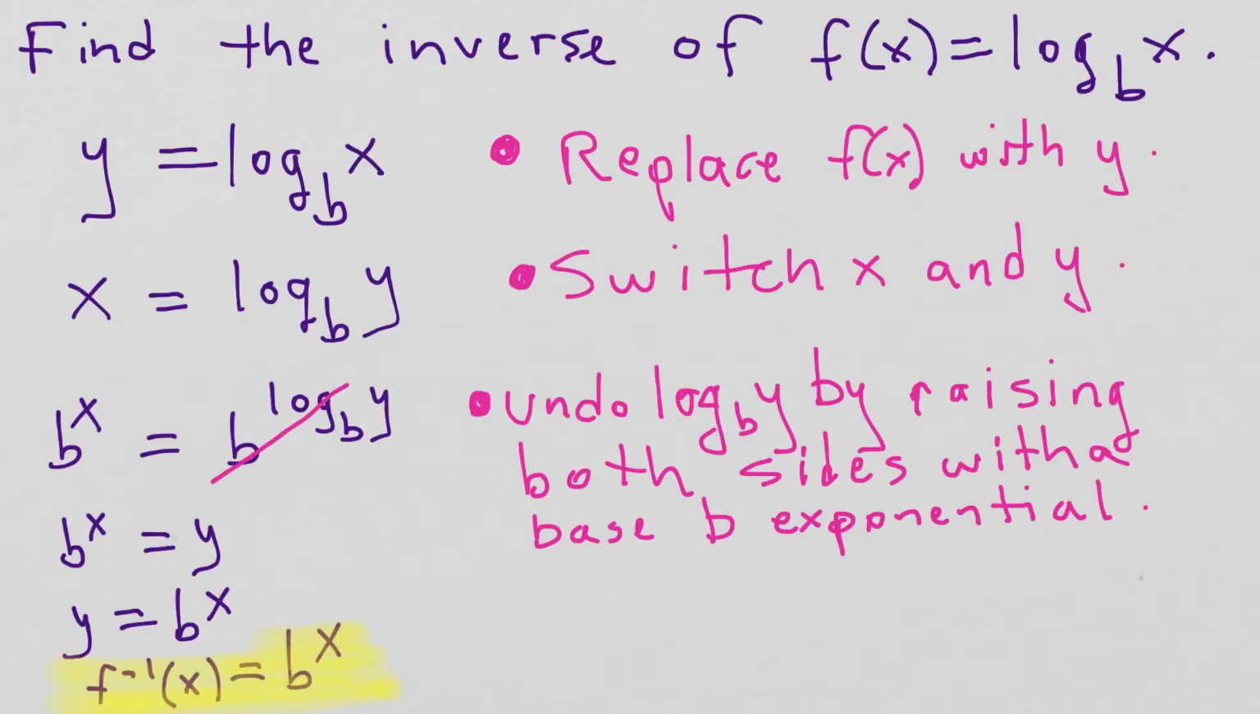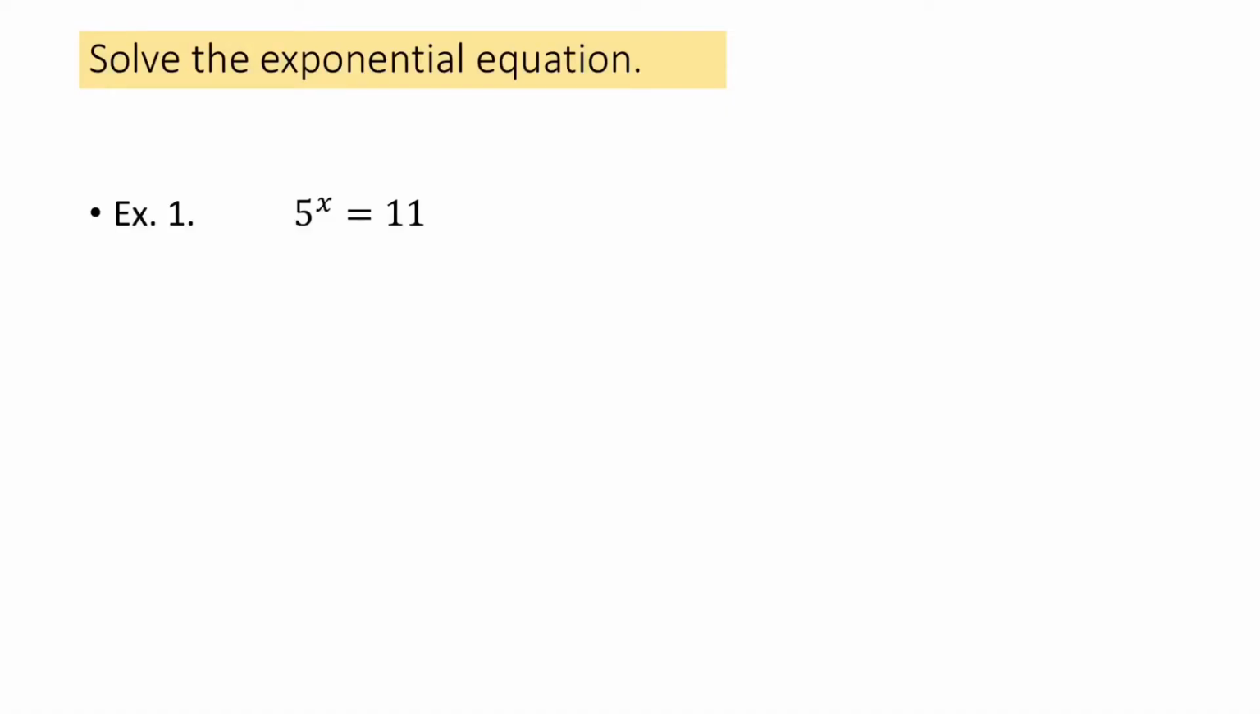So we're going to employ our knowledge of how to undo exponentials or undo logs in order to solve exponential equations in this section. So we're going to solve this equation, 5 to the x is equal to 11. And I'm going to use the method that I call taking the log of both sides.